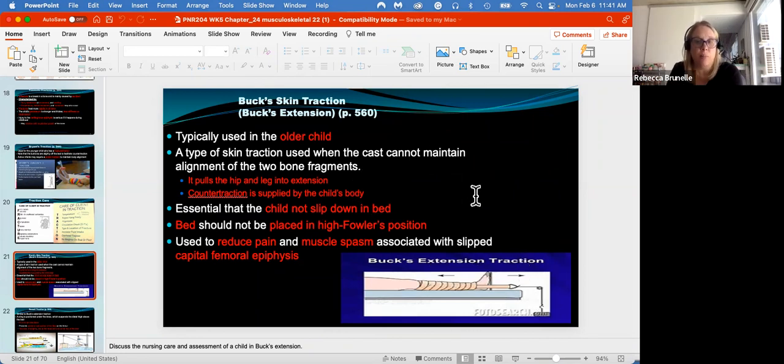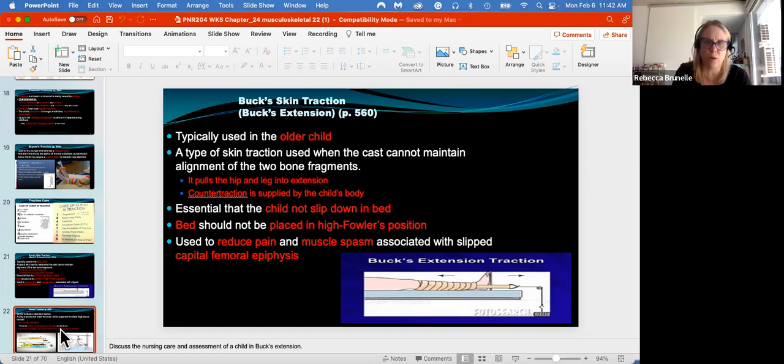For Buck's traction, you need to make sure you remember it's older kids, and they can't be in a bed that's greater than 20 degrees. They can't be up in high Fowler's, because then they'll slip in the bed and the traction won't work. It can be used for a femur fracture, and it can be used for putting the head of the femur back into the hip socket. That can happen in a condition called slipped capital femoral epiphysis, which is a condition where the hip socket pulls out. So they can put them in Buck's traction to realign the head of the femur into the hip socket. So Bryant's is little kids under 2, Buck's is older kids.